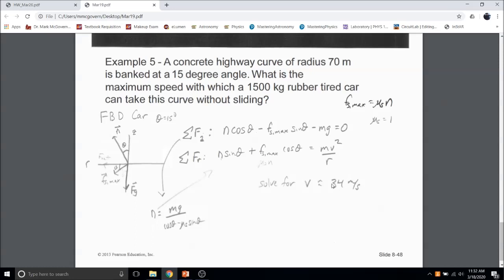You should get a speed of 34 meters per second, which is a little higher than the number we had before. And you think it'd be much higher, but remember, this is a 70-meter banked curve here, not 100. With the bank, these two factors combined, the tighter radius and the bank angle, actually allow us to go a little bit faster.